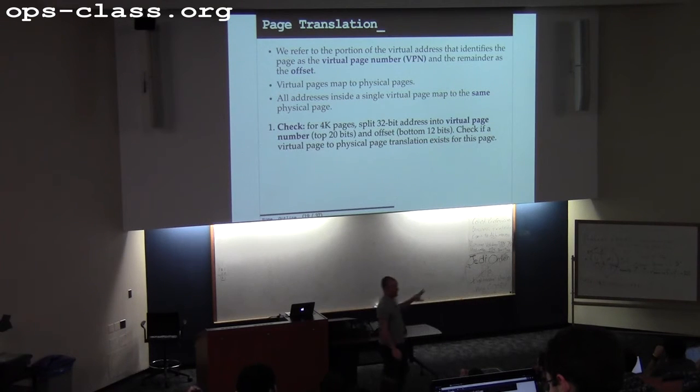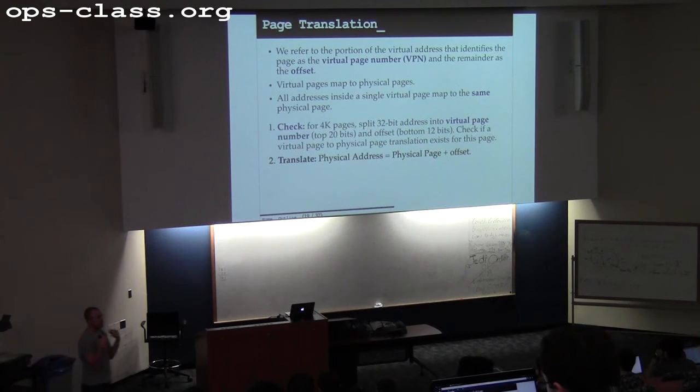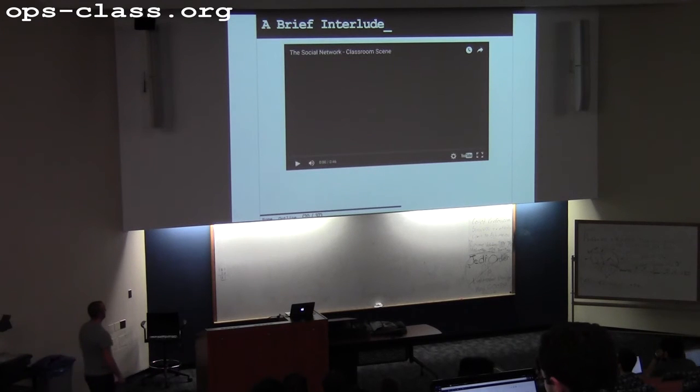So here's how we do this, and again, I have a diagram in a second. To check whether or not a virtual address is valid, we need to make sure that there's a valid virtual page to physical page translation that exists for this page. And then translation is very easy. To translate a page, I compute the offset on the virtual page, I map the virtual page to a physical page, and then I reapply the offset. Because the pages are 4K or 4 megabytes, we can do this using fancy hex number tricks, which I'll show you in a sec. Okay.